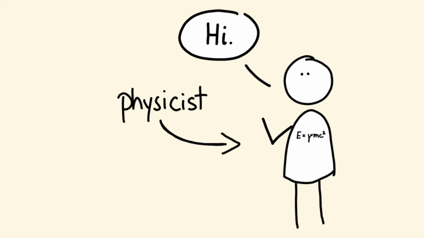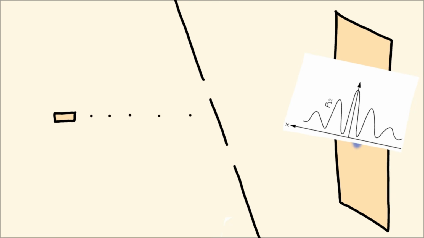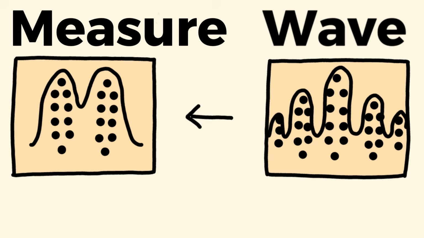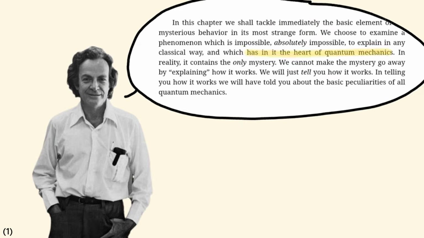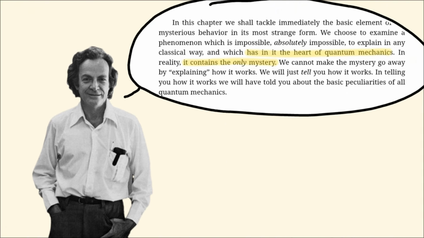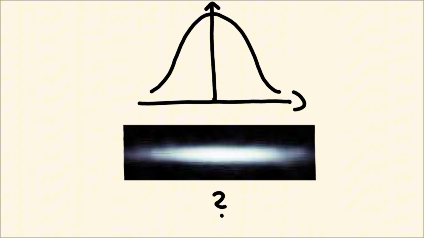Hi, I'm a physicist, and this is arguably the biggest lie we teach about the double slit experiment. I've been told that you have this weird wave pattern, but then your measurement destroys it, and you're left with two single slit blobs. And I thought that has in it the heart of quantum mechanics, that it contains the only mystery. But if you close one slit, you don't just see a single blob.